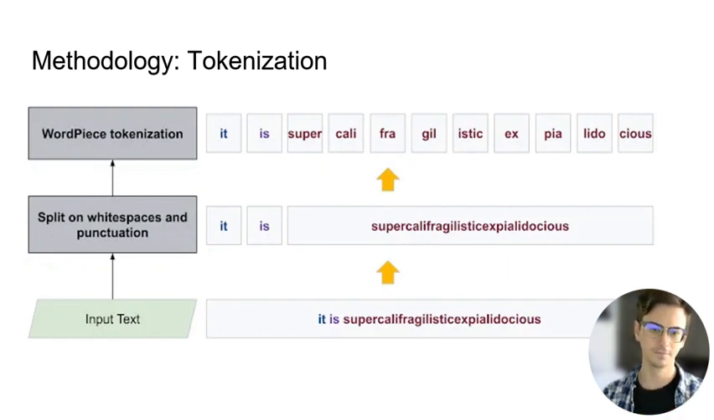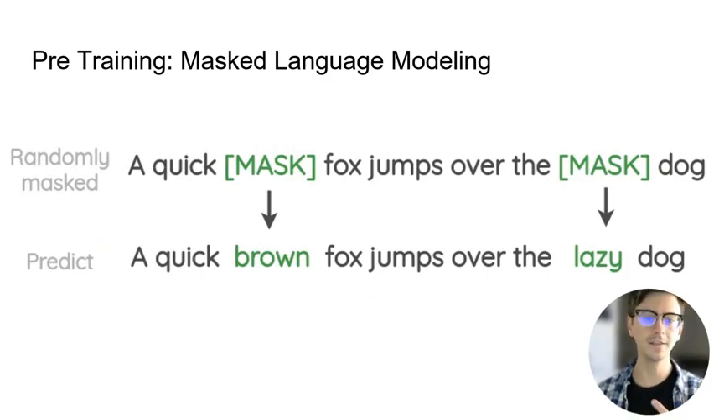So, to train the model, a certain percentage of these input tokens will first be randomly selected and replaced with a special mask token. The model is then trained to predict the original token based on the context of the other tokens in the sentence. This task is called masked language modeling, and it's a form of unsupervised learning. It forces the model to learn a bidirectional representation of the input sentence, as it must consider the preceding and succeeding words in order to predict the masked token.